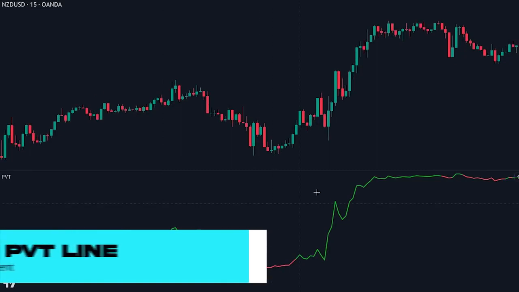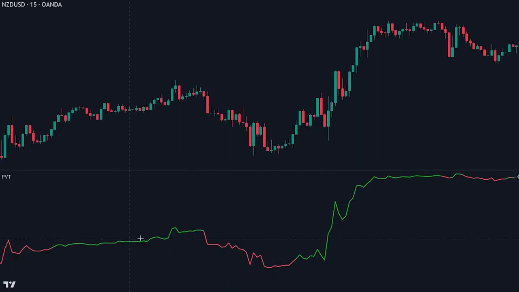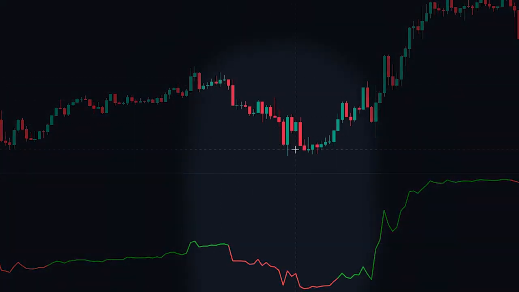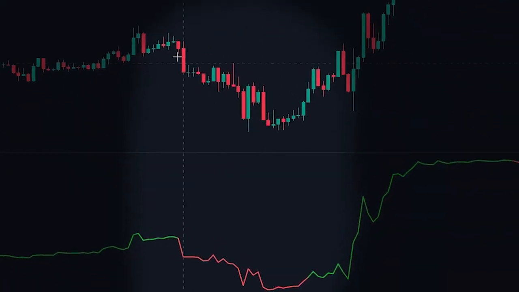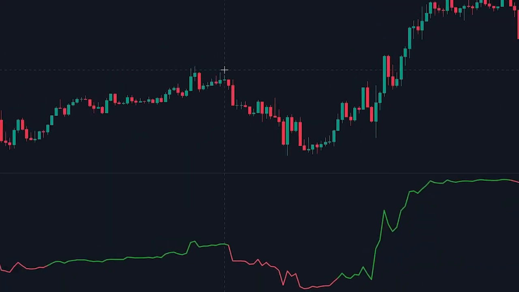The first component of the indicator is the PVT line. This is the main component of the indicator and shows us the price-adjusted volume. The most basic way of reading the indicator goes as follows. If the PVT line is red and moving in the downward direction, it indicates that there is selling pressure in the market. This means that the number of sell orders is increasing, and traders are willing to sell their shares at lower prices. So if this occurs, we can assume that the price will be moving in the bearish direction.